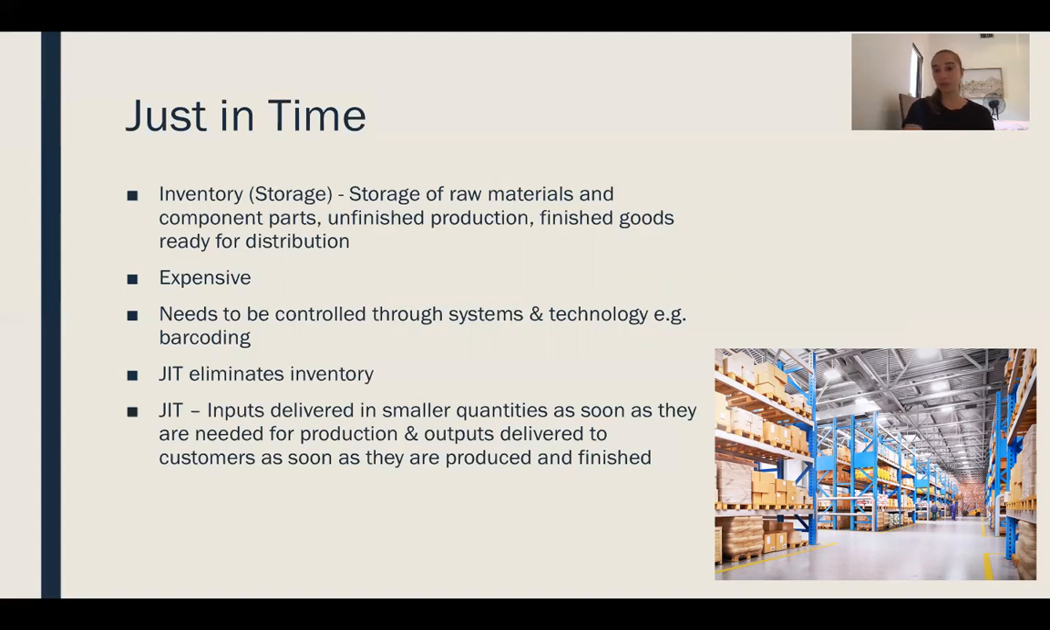So what just-in-time is all about is having your inputs delivered in smaller quantities as soon as they are needed for production and having your outputs delivered to customers as soon as they are finished in production. So if you're producing on a Monday, Wednesday, Friday, you have your inputs delivered on a Monday, Wednesday, Friday morning in smaller quantities for each day of production, rather than bulk buying a month's worth of stock and having it sit in your warehouse and using it as required. Also, with your outputs, as soon as they're finished, they're sent to suppliers and customers rather than sitting in a warehouse and waiting for them to be purchased.